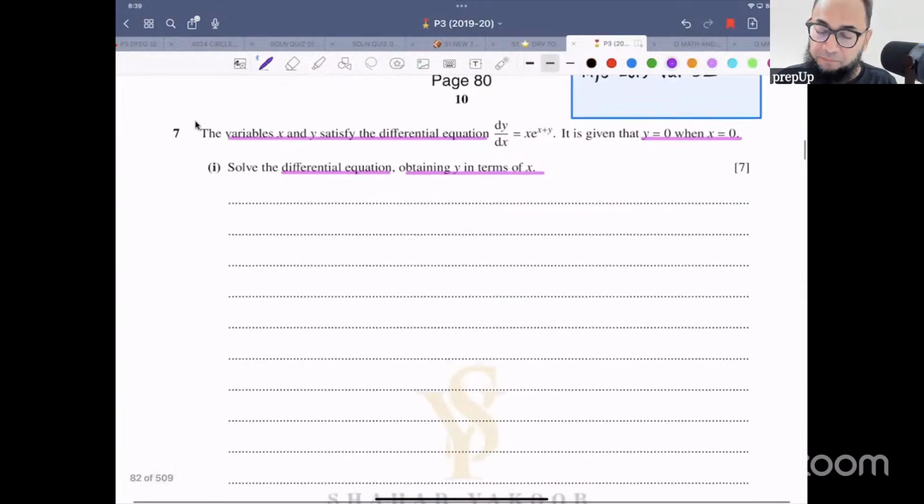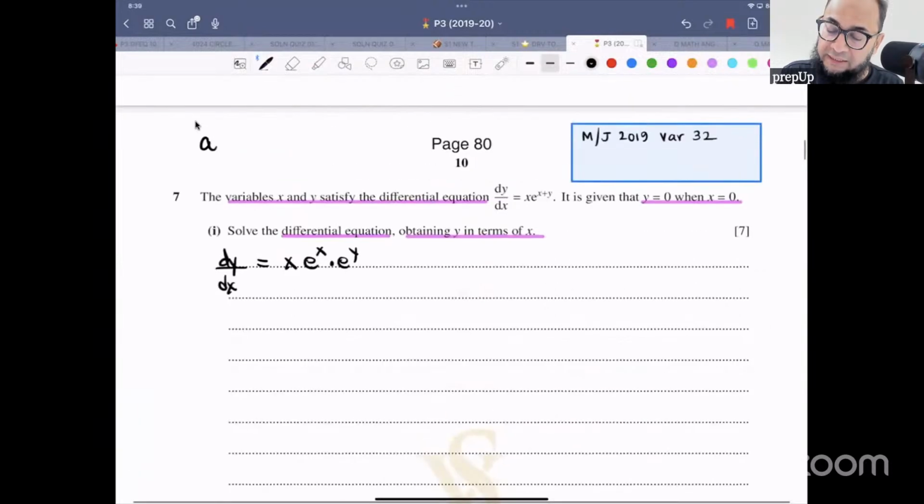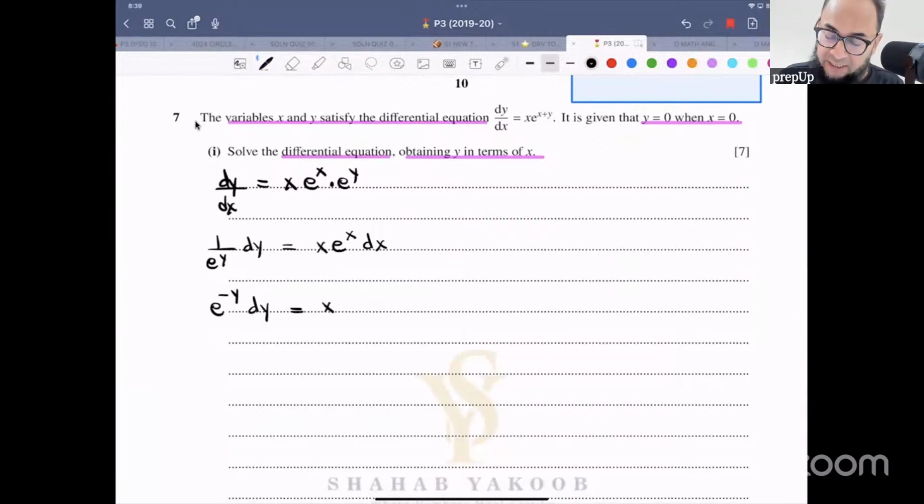So now the first thing, get started with this. dy by dx is equal to x e^x e^y. We know that a^(m+n) is a^m times a^n. That's how we break it up. So 1 over e^y dy is x e^x dx. Simplify it even more: e^(-y) dy is x e^x dx. Now integrate.